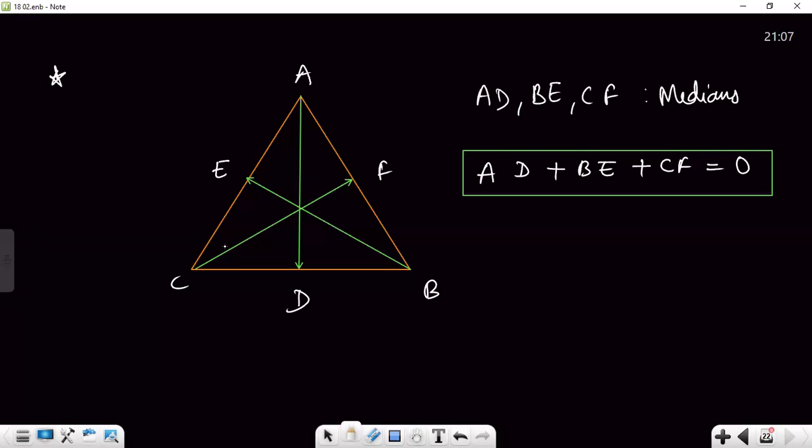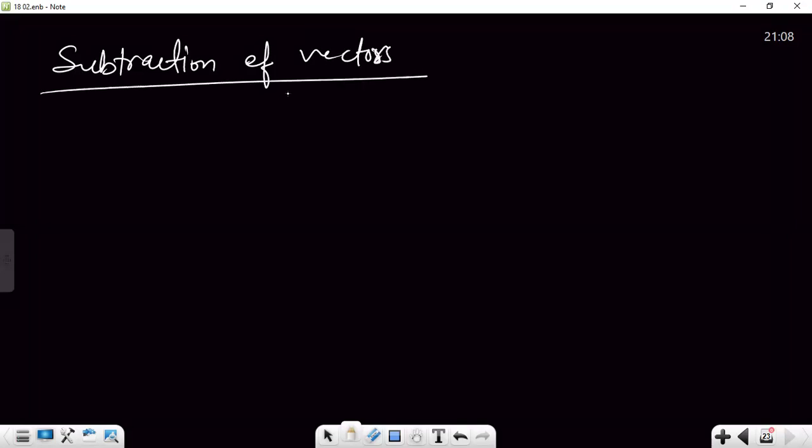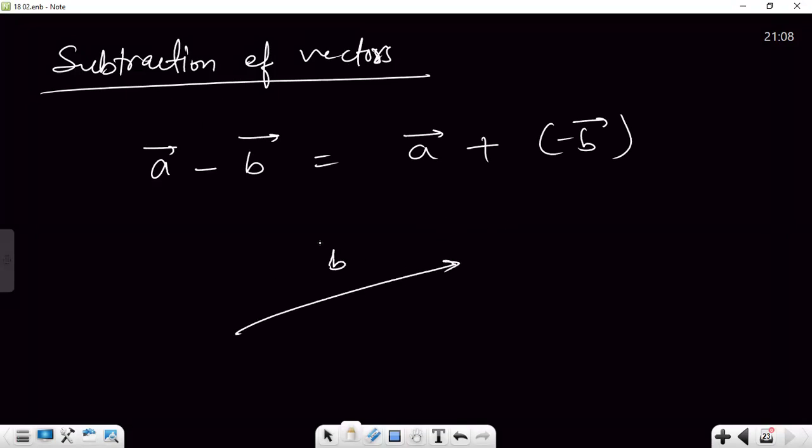We have talked about the addition of vectors. There is no specific subtraction of vectors. It's addition only. A vector minus B vector will be solved as A vector plus minus of B vector. We know minus of B vector can be found out. Like if B vector is this, then what will be its minus? We'll draw the arrow here.